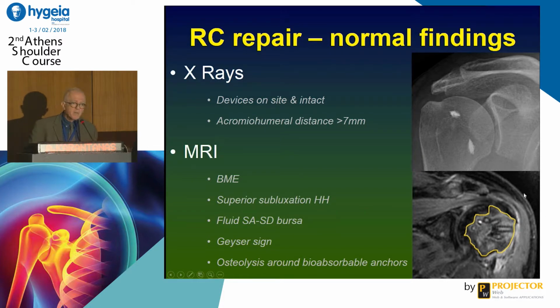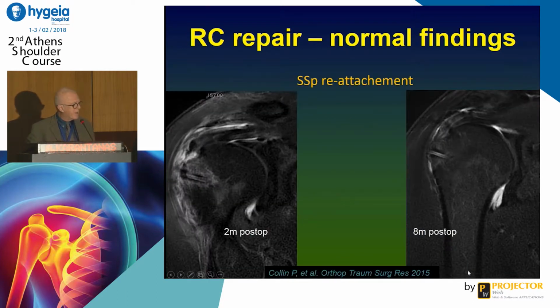We have fluid and fibrous tissue in the bursa. We're not reporting that. This is a normal postoperative finding. We have the Geyser sign, which we'll discuss in a while. And we may have also osteolysis around the bioabsorbable anchors, which is not always important clinically. So what is interesting is that for a couple of months after surgery, we do have an abnormal signal which is very similar to the full thickness tear of the tendon. That's a normal finding. You see in 6 months it's gone. We have a normal tendon here.